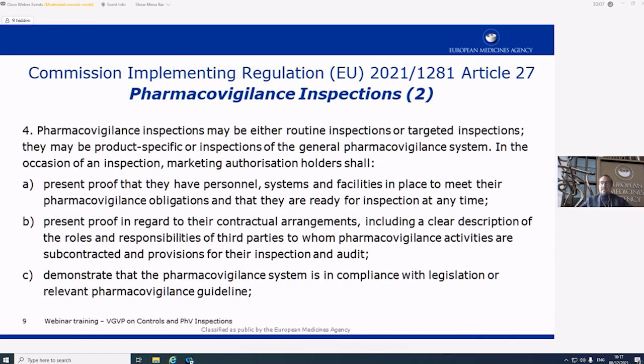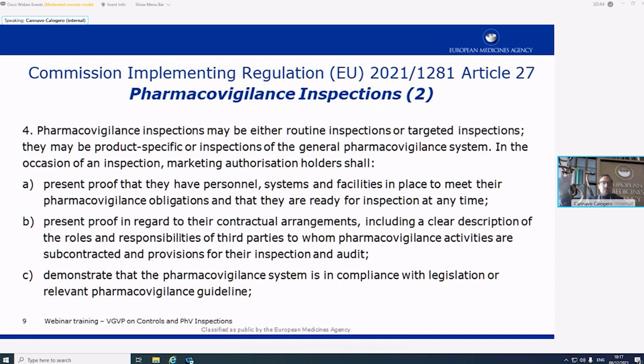Again, Article 27 of the Commission implementing regulation. Here, what I want to emphasize is that on the occasion of an inspection, the marketing authorization holder shall present proof that they have personnel, systems and facilities in place to meet the pharmacovigilance obligations, and that they are ready for inspection. They must also present proof regarding the contractual agreements, which should be clear regarding the roles and responsibilities, to whom the pharmacovigilance activities are subcontracted, and provision for their inspection and audit.